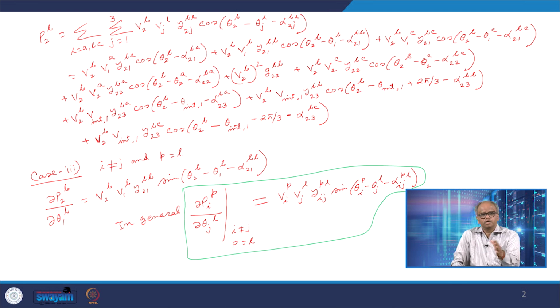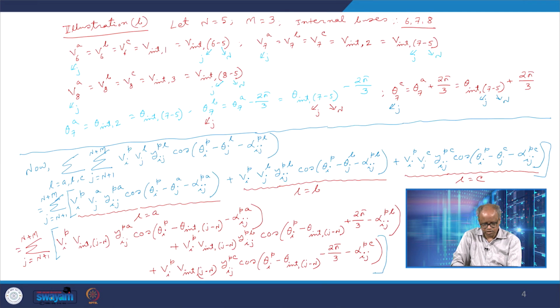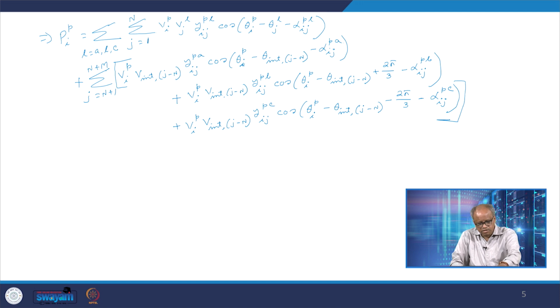So this is for n equal to 2 and m equal to 1. Because m is equal to 1, in this summation j varies from n+1 = 3 to n+m = 3. So j will have only one value, that is 3, and corresponding to j equal to 3 we will have three terms, where V internal (j−n) is V internal 1, and so on.